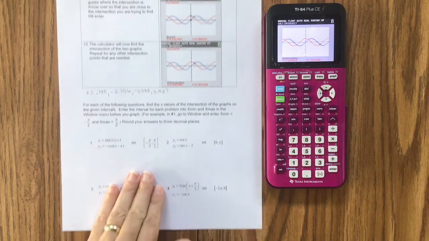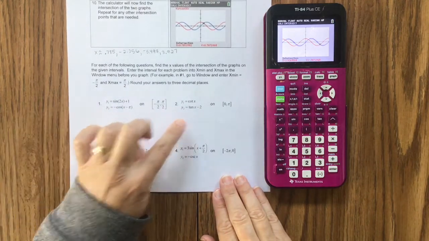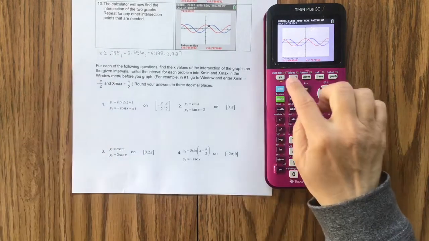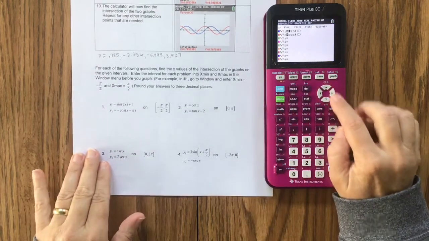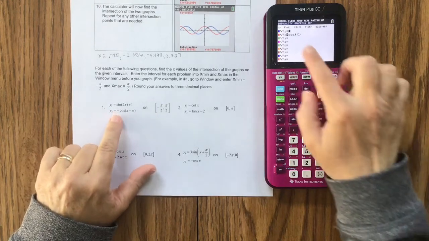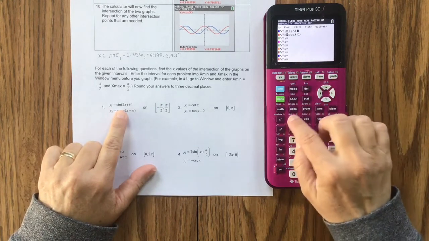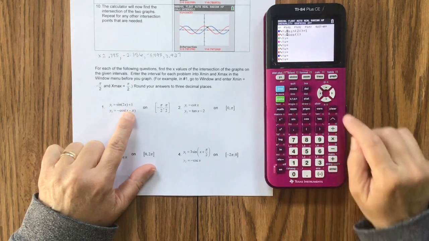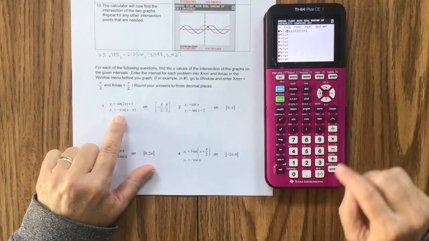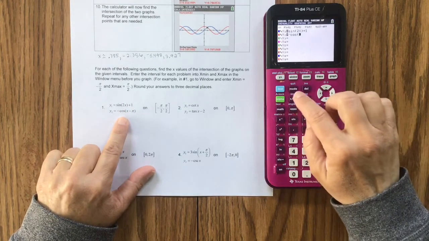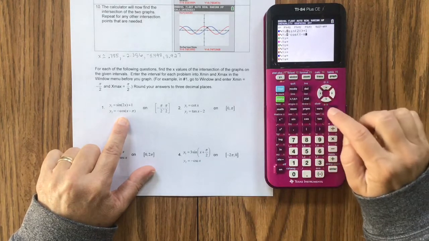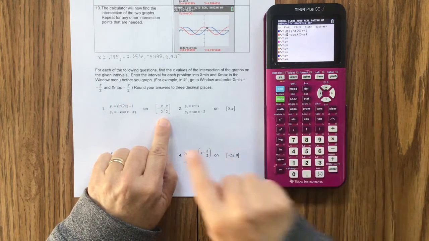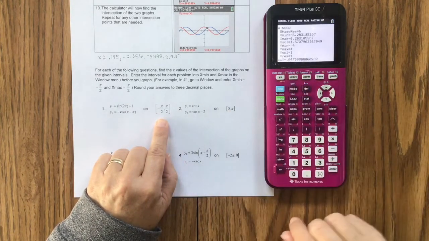So we're going to practice finding the intersections when both of them are trig functions. So go back to y equals, clear out the first y1, and type sine 2x plus 1. Hit enter, hit clear, and type in negative cosine x minus pi. Hit enter. The interval we're working with is negative pi over 2 to pi over 2.